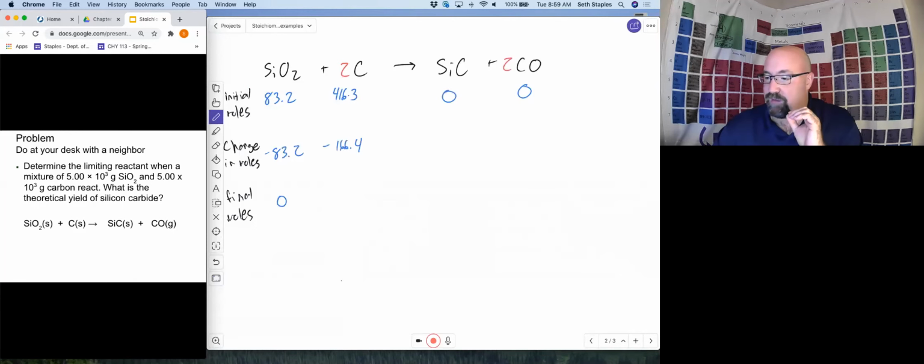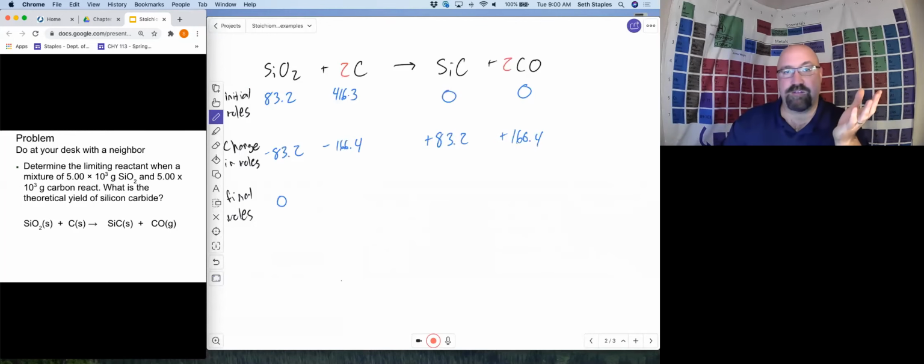Now we could fill out the rest of the table as well. We can see that we have a 1-to-1 ratio between our moles of silicon dioxide, and we're basing everything now off our moles of silicon dioxide because that's our limiting reagent. So we're also going to gain 83.2 moles of silicon carbide, and we're going to gain 166.4 moles of carbon monoxide because we have a 1-to-2 ratio of silicon dioxide to carbon monoxide.